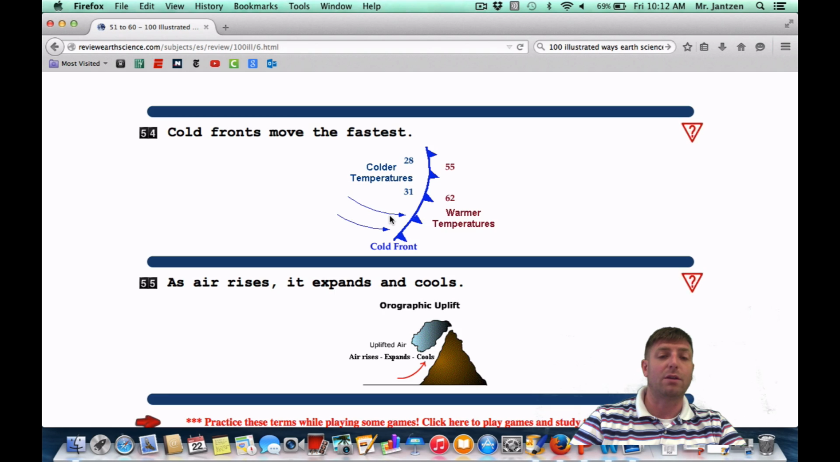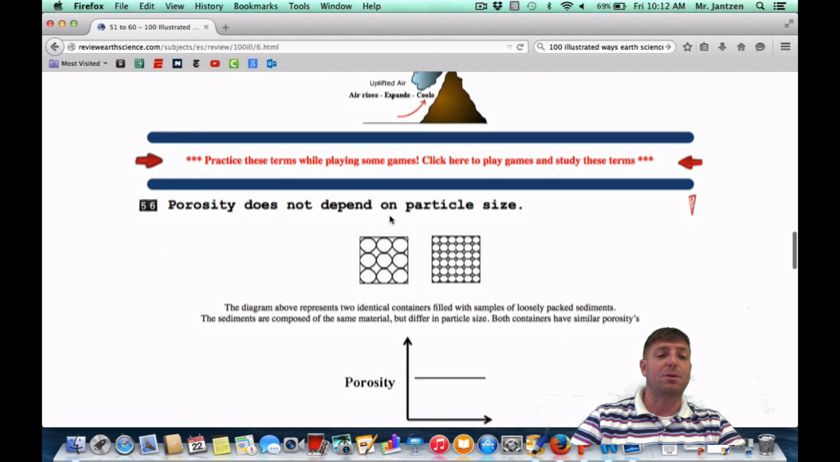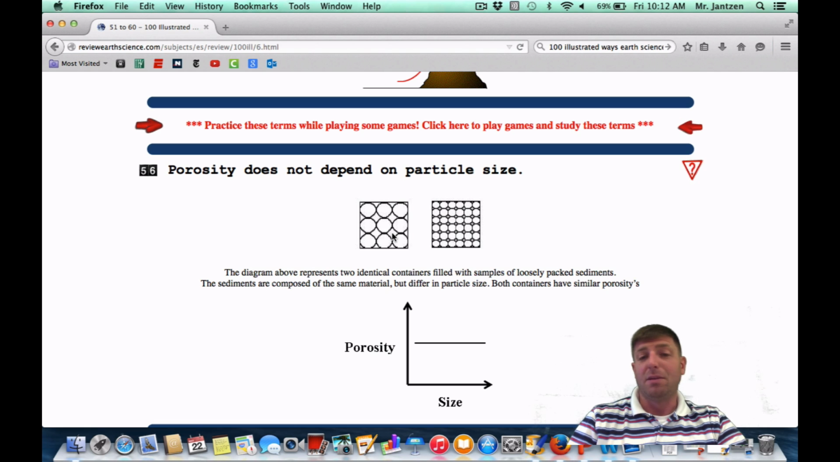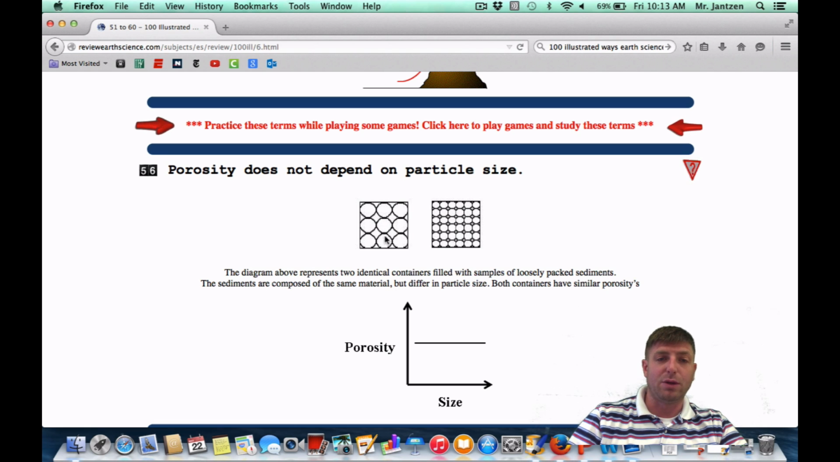Orographic lifting. Number 56, porosity does not depend upon particle size. Once again, you have two identical containers filled with loosely packed sediments, composed of the same material but different sizes. Now, it looks like there's big spaces in between the big sediments and small spaces in between the small sediments. But if you were to add up the total amount of open space in this container as compared to this container, it would be equal.